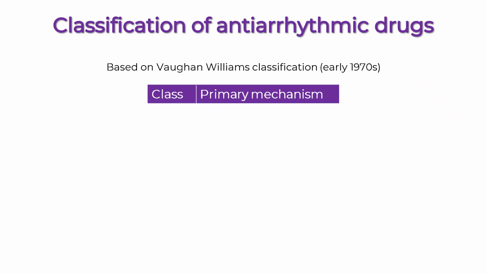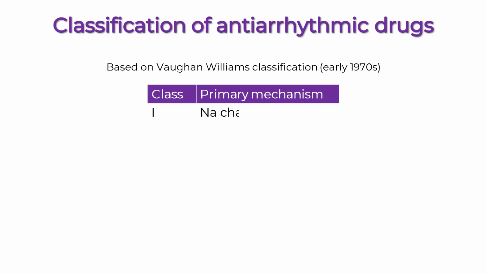Antiarrhythmic drugs are commonly classified using a modified version of the Vaughan Williams system, first developed in the early 1970s. This system divides antiarrhythmics into four main classes based on their primary mechanism of action.